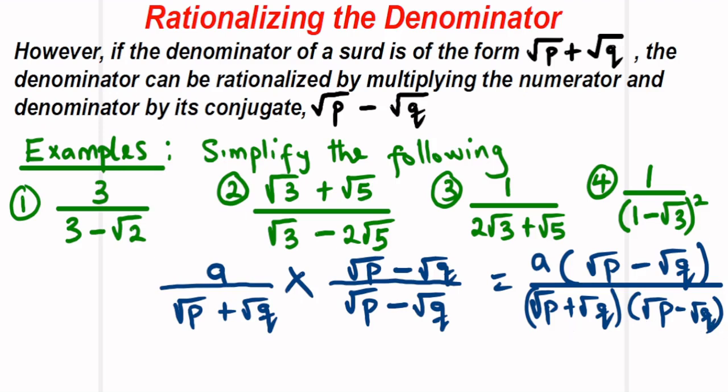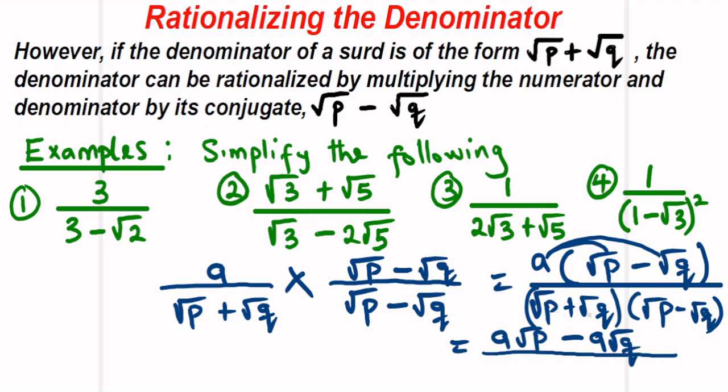So we've been able to multiply this denominator, which gave us a rational number, right? p minus q, that's what we got. Therefore, a times root p is a root p, then a times minus root q is minus a root q, all over the product of the denominator, which is p minus q. So you can see that the denominator has been rationalized.